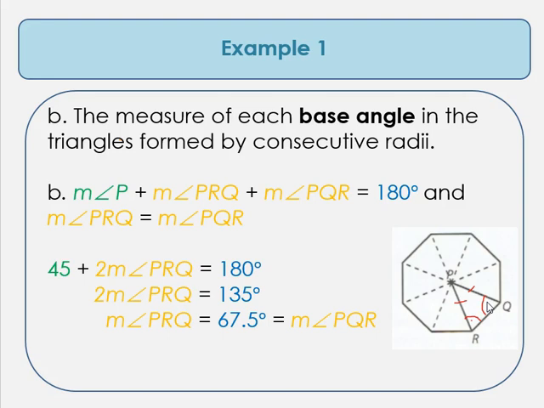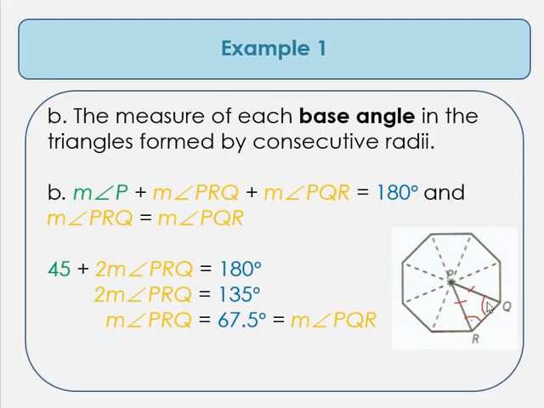So adding all 3 of these angles together, we have 180 degrees. If we subtract 45 from both sides, we have 135. And now if we divide by 2, we have 67.5 degrees. So each one of these base angles is 67.5. We know the other angle was 45, and that will add to 180. So we're applying the triangle angle sum theorem to find the measure of each base angle.